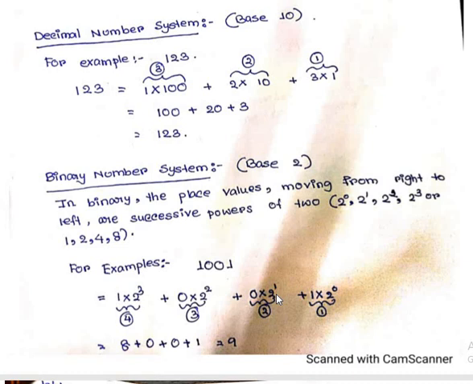The next digit I will write 2 to the power 1. The next digit I will write 2 to the power 2, 2 to the power 3, and in that way I will continue from the right hand side towards the left hand side. The same thing I did in the decimal number system. In the binary number system, instead of 10 it will be 2 only.